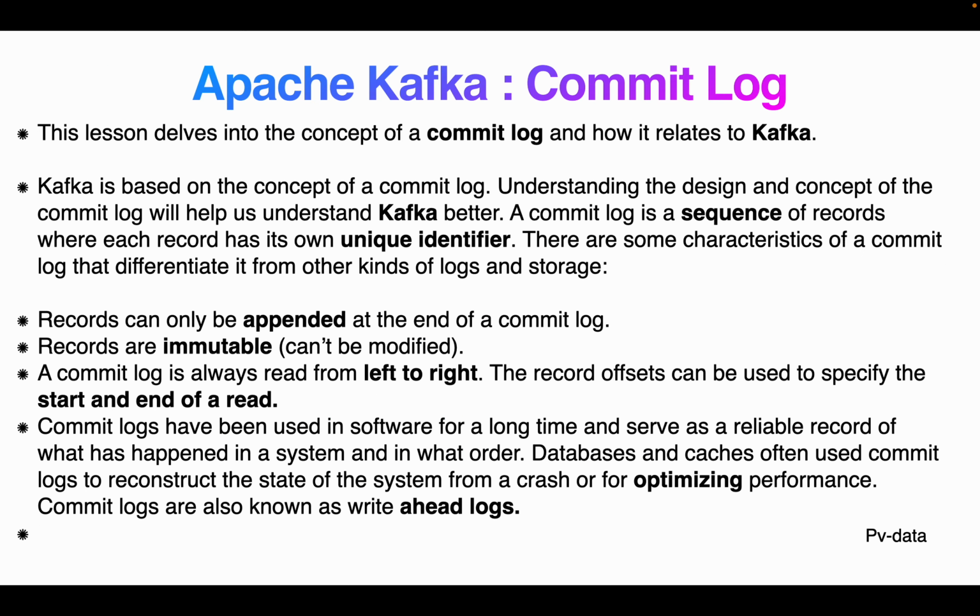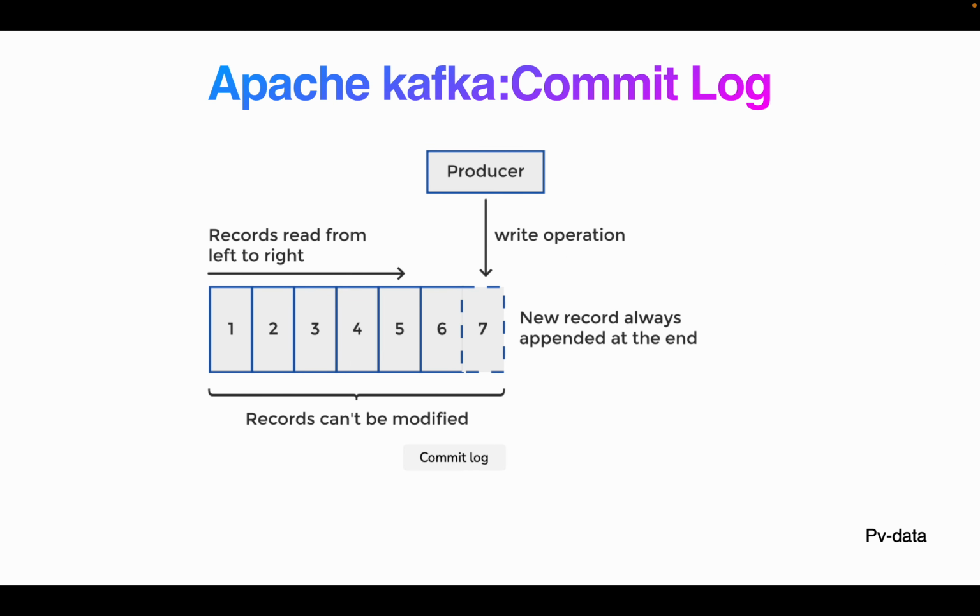So this is an example. This is the diagram. You see the records are read from left to right, and appends happen such that a new record is always appended, and the producer performs the write operation. Records can't be modified. This is a commit log.